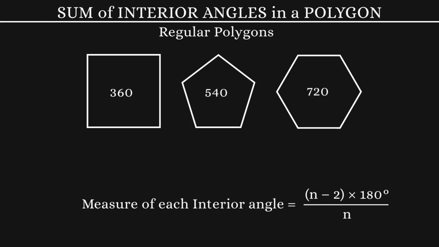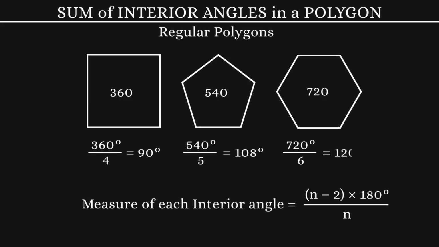So for a square, each interior angle will be 360 divided by 4, which is 90 degrees. For a pentagon, it is 540 divided by 5, which is 108. For a hexagon, it is 720 divided by 6, and that is 120 degrees.